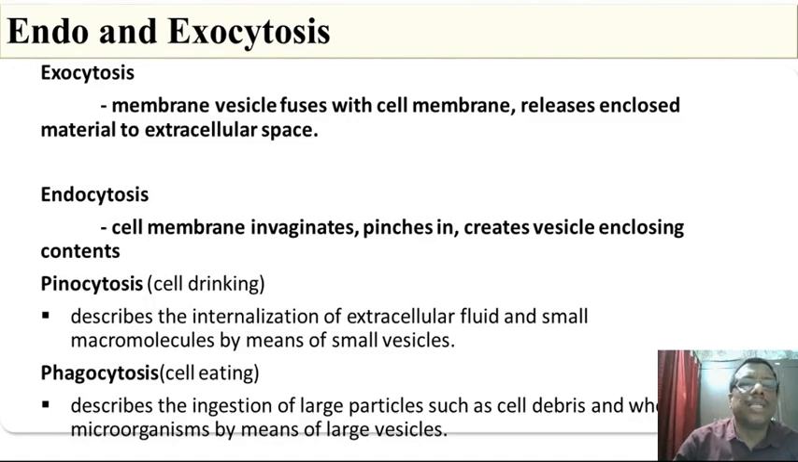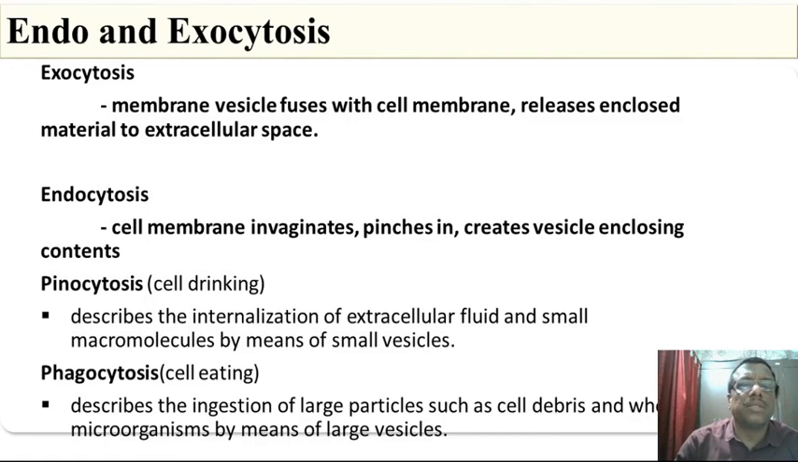And endocytosis means taking inside the cell. So here the cell membrane invaginates. It forms a pouch-like structure, gradually pinches in and creates a vesicle enclosing the contents. So gradually it is taken inside the cell. Endocytosis may be carried out in two ways, and they are pinocytosis and phagocytosis. Pinocytosis is nothing but cell drinking, and phagocytosis is called cell eating.